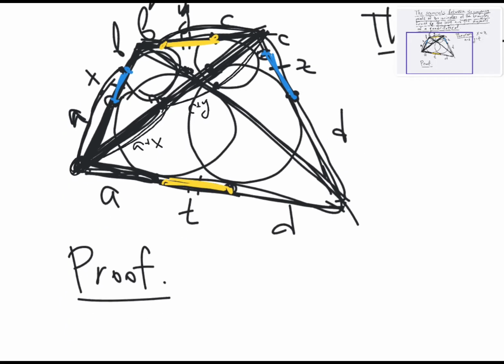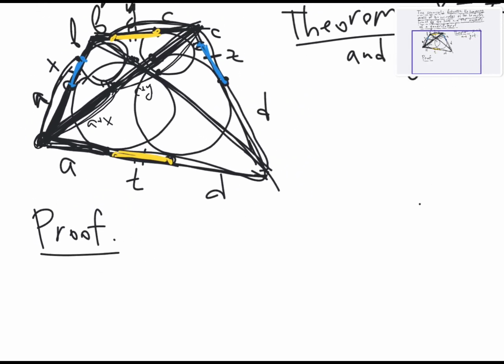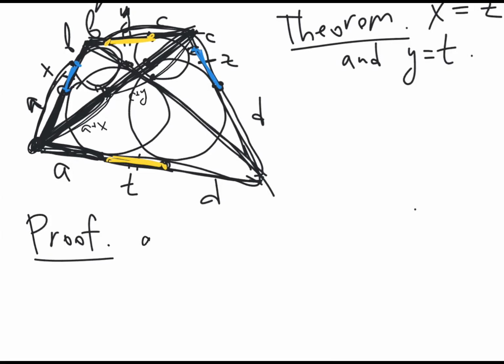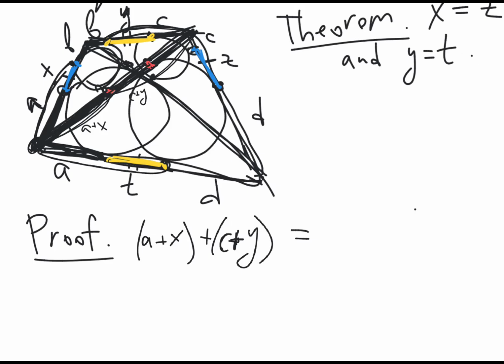Then the whole diagonal would have length a plus x plus c plus y. That is the whole diagonal. But on the other hand, we can express the whole diagonal differently, dividing it by another tangency point, the tangency point that I select in red. So first we divided it by this tangency point, and now we divide it by this tangency point. By this tangency point, one part would be this, it's equal to this. So it would be a plus t, so this part is equal to this part.